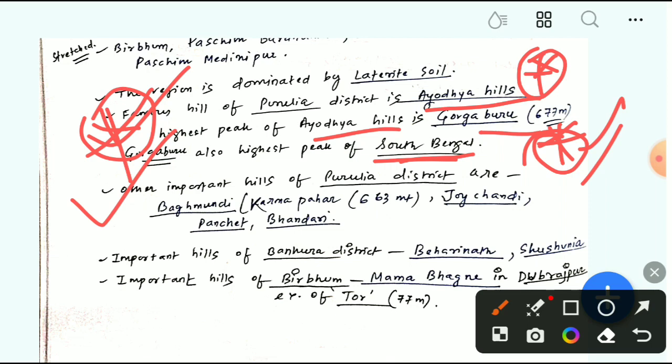Other important hills of Purulia district are Bagmundi, Joychandi, Panchet and Bhandari. These are the important hills. Joychandi, Panchet, Bhandari and Bagmundi, you have to remember.